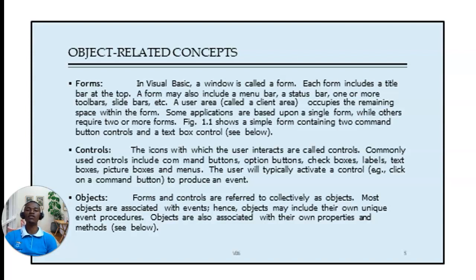We define terminology number two, which is an object. Forms and controls are referred to collectively as objects. Most objects are associated with events. Hence, objects may include their own unique event procedures. We shall look at these procedures later. They are also associated with their own properties and methods.